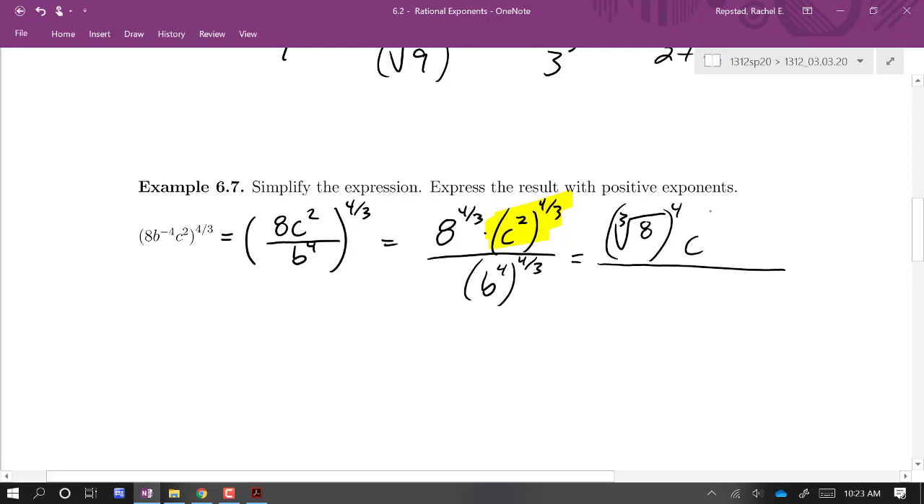c to the 8/3. We get that by multiplying the exponents. We do the same thing on the bottom, multiply those exponents, we have b to the 16/3. And then the only thing left to do is to simplify that radical. So the cube root of 8 is 2, 2 to the 4th is 16, c to the 8/3 over b to the 16/3.